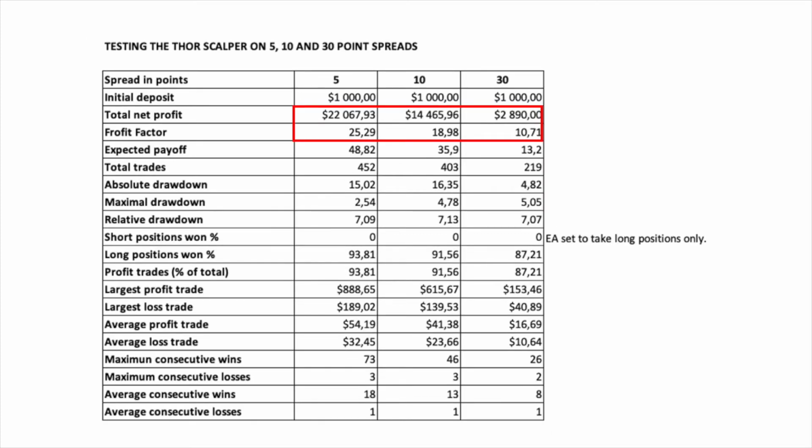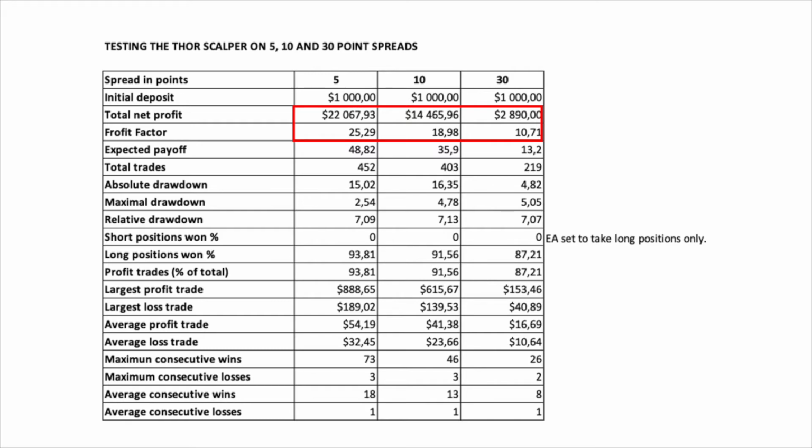First, if we look at the total net profit and profit factor lines, we shall see that the net profit shows a significant decline as the spread rises. The EA still generates a significant profit at the spread of 30 points. The EA was tested for the 2019 calendar year. At a 30-point spread, the EA still increased the initial investment amount by 280%. This is an excellent return by any standard.